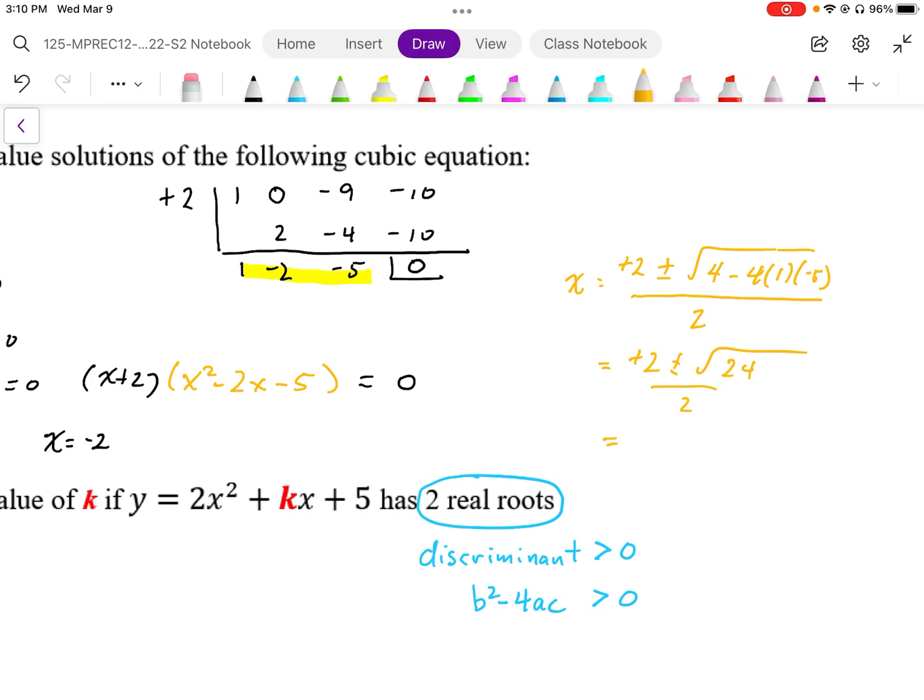And this will simplify to 1 plus minus, if I factor the 4 out of here, the square root of 4 is 2, which cancels out, and I'm left with root 6 inside. So the x is going to be equal to negative 2, and then 1 plus minus root 6, or 1 plus root 6 and 1 minus root 6.